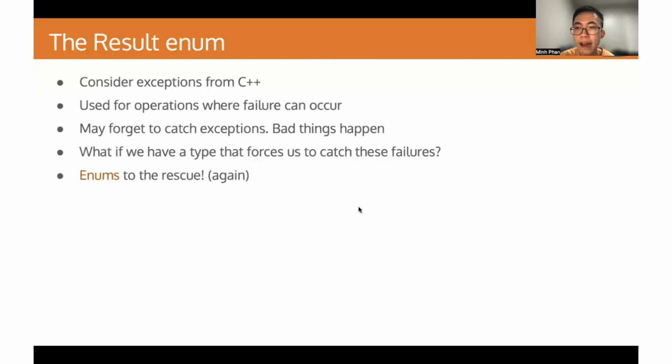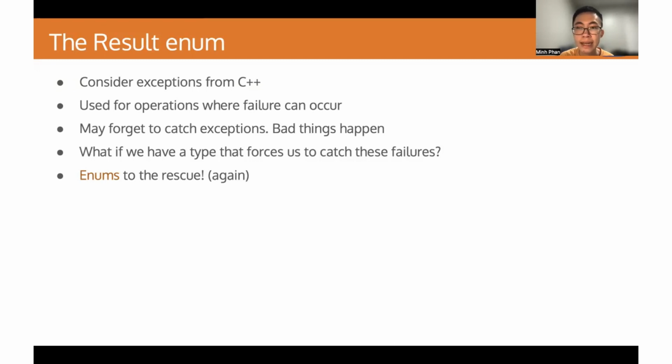And now for another special enum. You may remember exceptions from C++. That's used for operations where failure can occur, and then we just throw exceptions, and then the caller of our function needs to catch the exceptions. Then again, the caller needs to remember to catch exceptions. They may forget to do it, and bad things may happen. Then again, what if we have a type that forces it to catch these failures? So similar to the null pointer example from earlier.